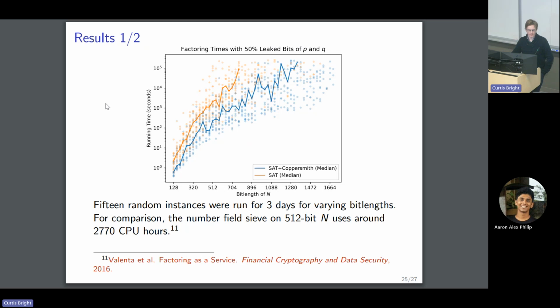Okay, and just to compare the number field sieve, which again, remember, the number field sieve is going to be slow because it doesn't use the leaked bits at all. And we're way faster than the number field sieve in this case, right? Because for 512 bits, the number field sieve uses about 3,000 hours to factor, whereas we can factor it with the SAT solver in about 1,000 seconds. And with Coppersmith and SAT, we were able to factor in about 100 seconds. So a huge speedup there because we're exploiting the leaked information.